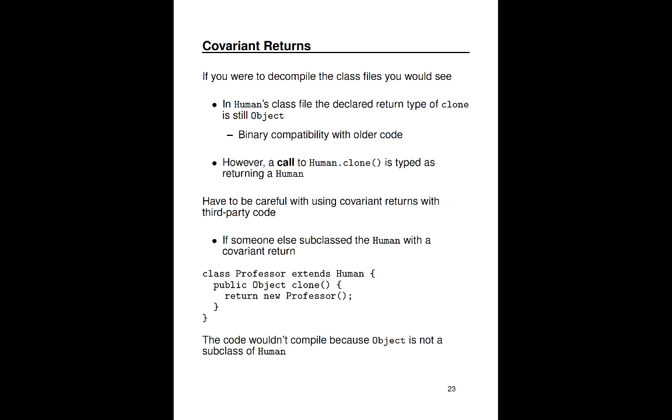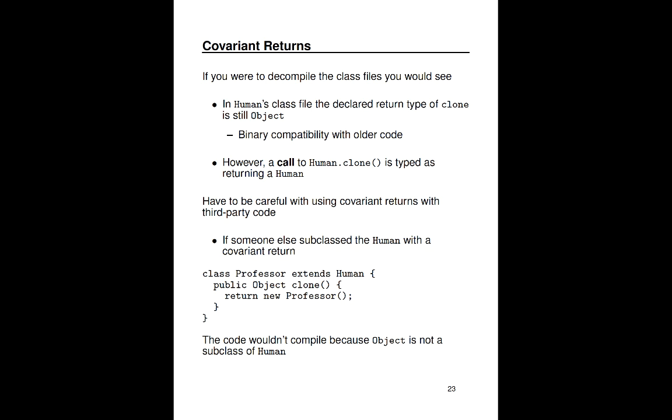However, when you call human.clone, the return type is then automatically, well, not really cast, but it is considered to be human. This is a neat thing. It makes it much easier for the developer when dealing with clone methods or really any place else that you have covariant returns.